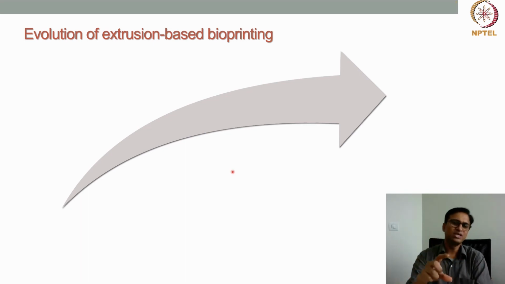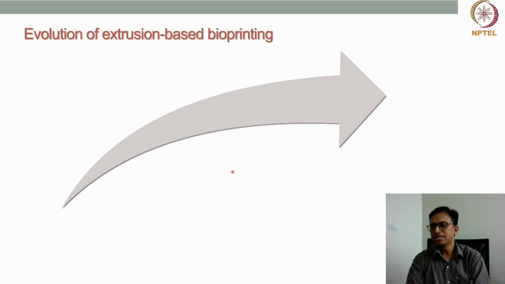We can also load a hydrogel polymer solution inside the same syringe, but we can control the temperature. Suppose we need not heat them. If we want to cool them, we can control the temperature. We can reduce the temperature of this printhead, and then the material can come out.